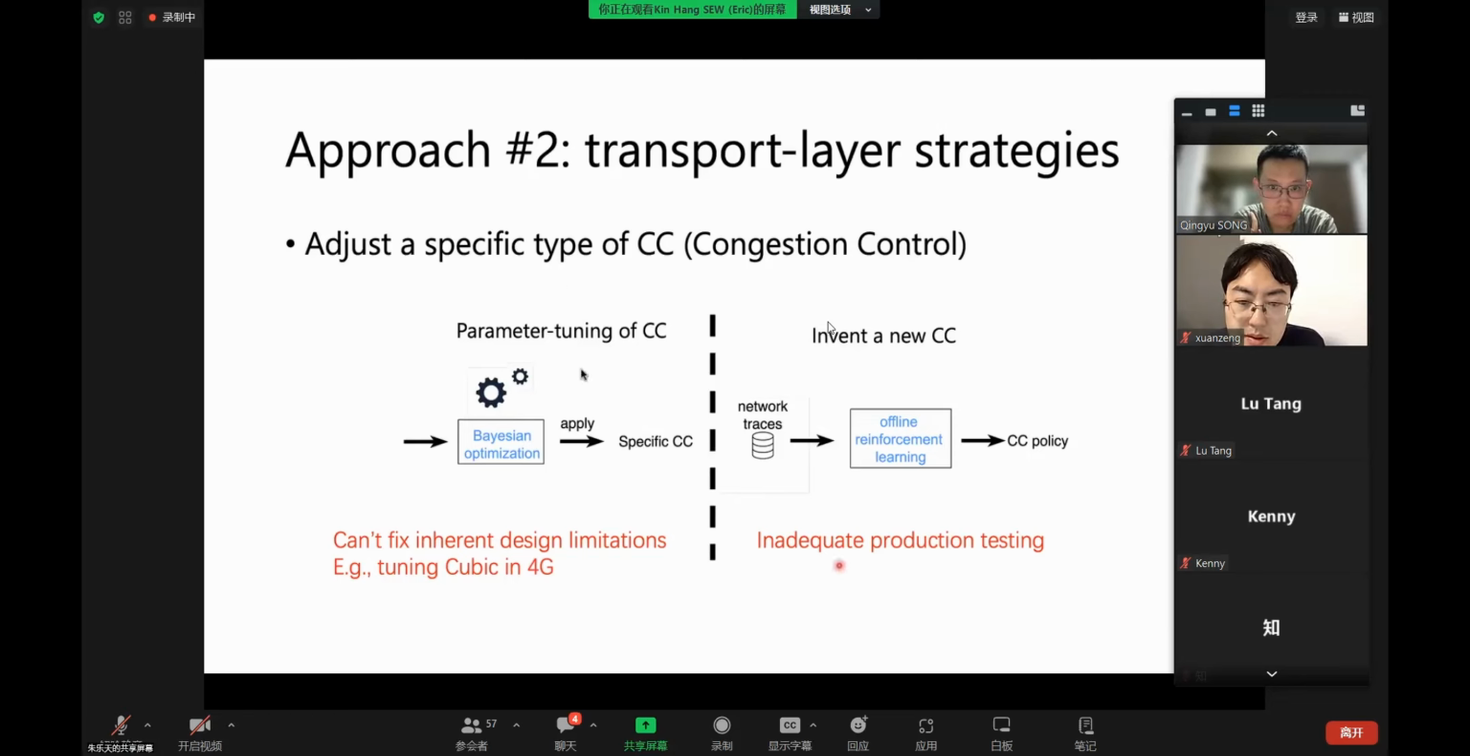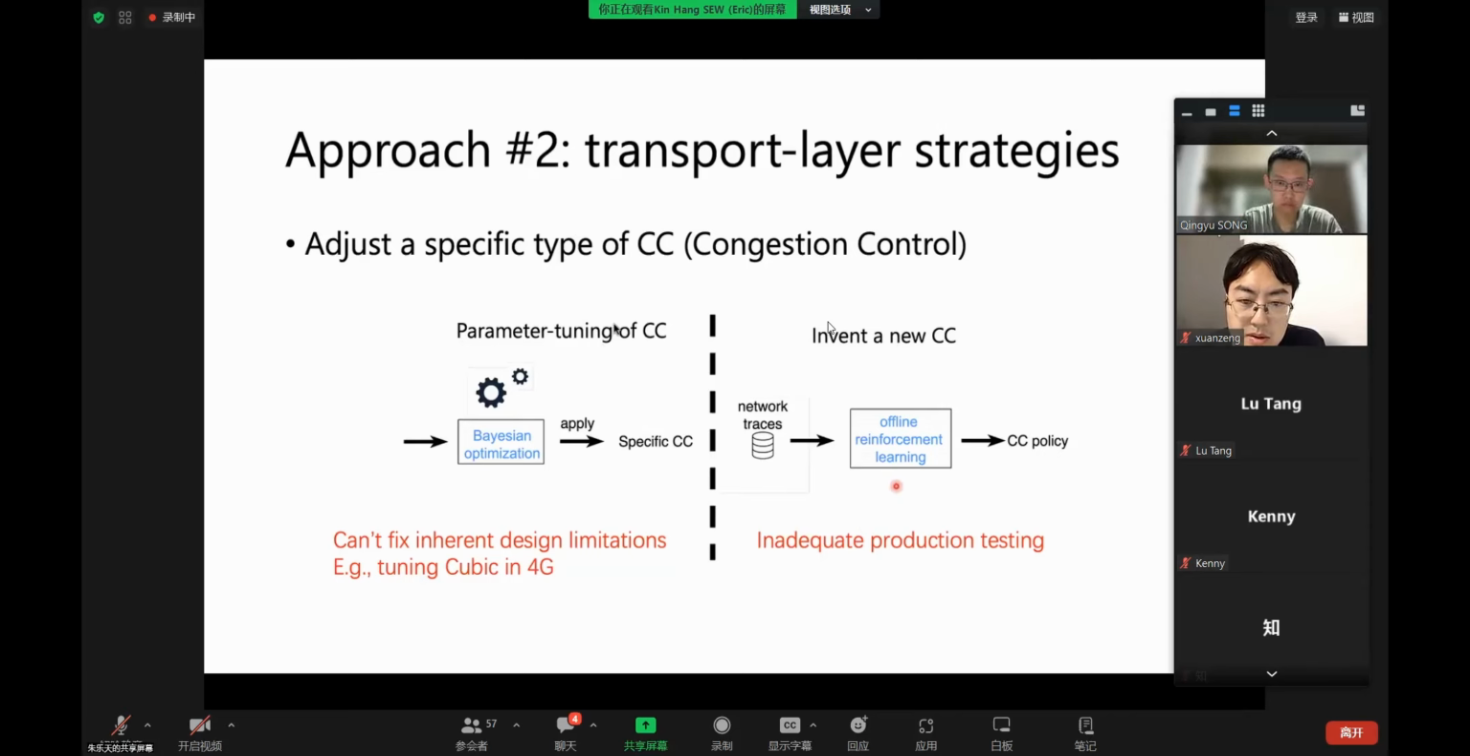Or we can also invent new CC by machine learning techniques like offline reinforcement learning. But we will experience inadequate production testing, and we can't provide performance guarantee.